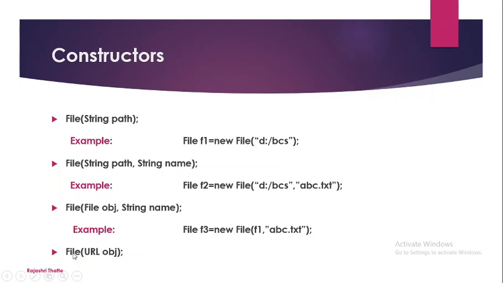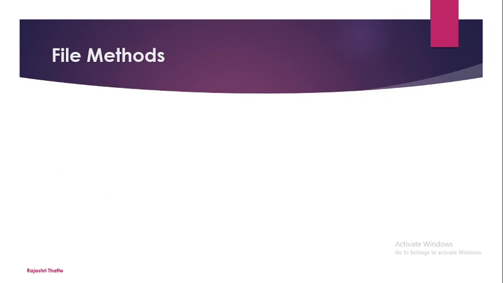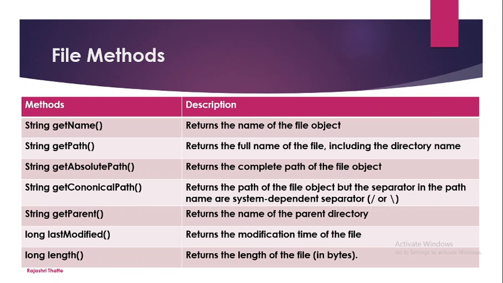So for that also a special type of constructor is available. We will see an example of this in the URL object lecture, and we will see it in detail at that time. So these are the constructors for the File class. Now file methods. There are too many built-in methods available in the File class.